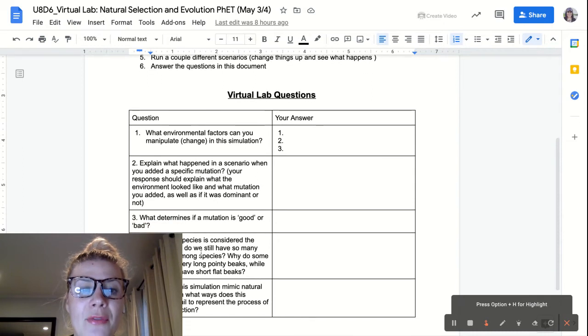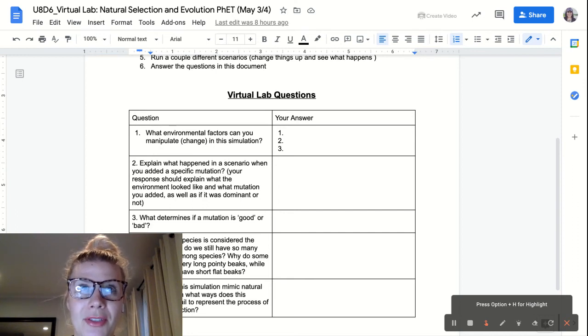Question 4, if only one species is considered the fittest, kind of like survival of the fittest, why do we still have so many variations among species? Why do some birds have very long pointy beaks while other birds have short flat beaks? So I'm using the example of birds, which we're going to get into soon. But I want you to really think about, why are there so many different types or differences in the same species?